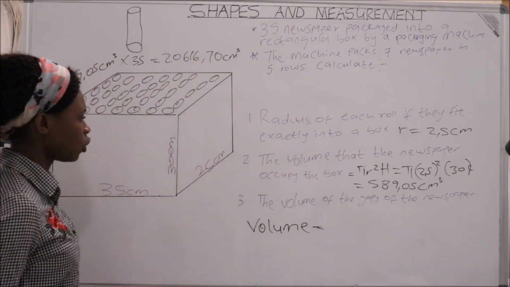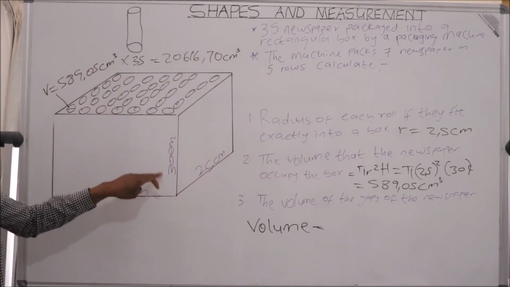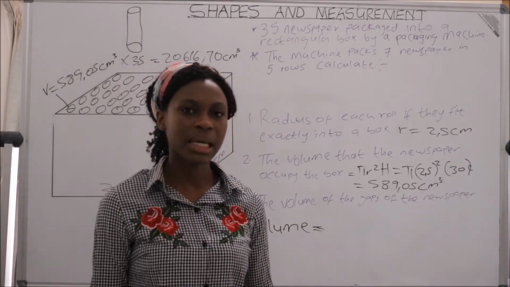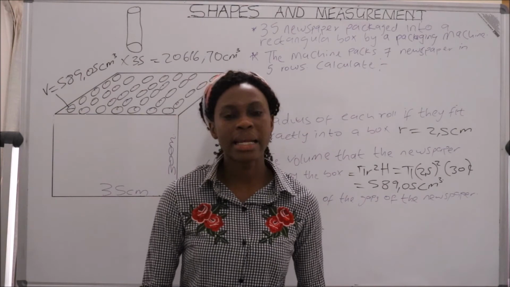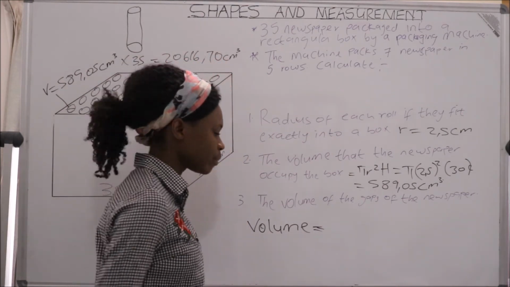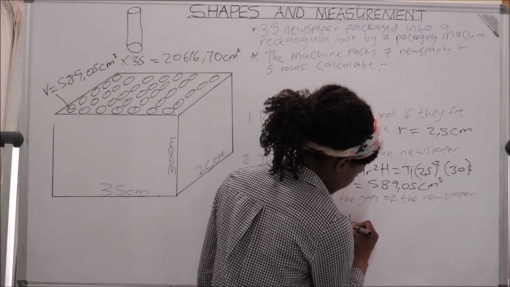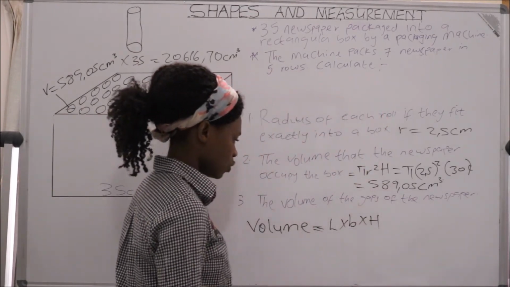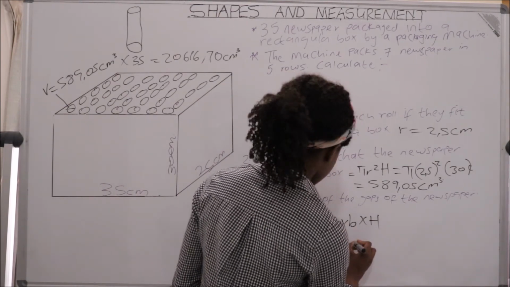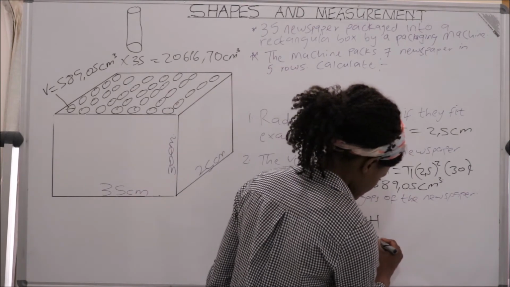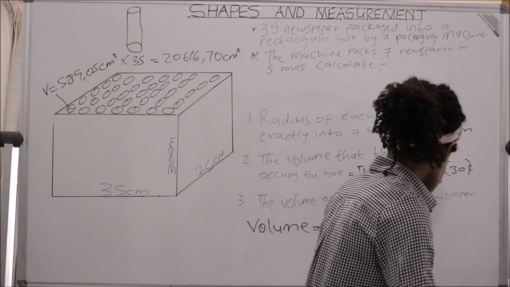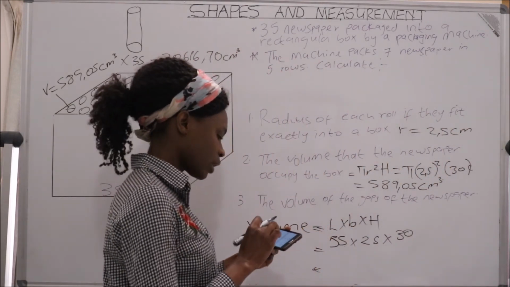Now we have to use the volume of the rectangular box, and we know that the volume of the rectangular box is equal to the base area, which is length multiplied by breadth, and the base area multiplied by height, which we are also given as 30 centimeters. That will be length multiplied by breadth multiplied by height, as easy as it looks. So that will be 35 centimeters, our breadth is equal to 25 centimeters, and our height is equal to 30.